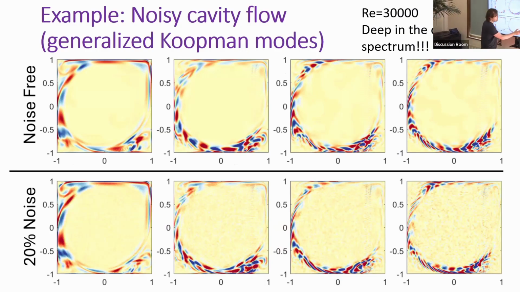So it's pretty good at dealing even with noise, right? It's pretty incredible that for a very high Reynolds number flow deep inside the continuous spectrum with lots of noise, you can still get a distribution associated with the continuous spectrum. Anyway, I was quite surprised.